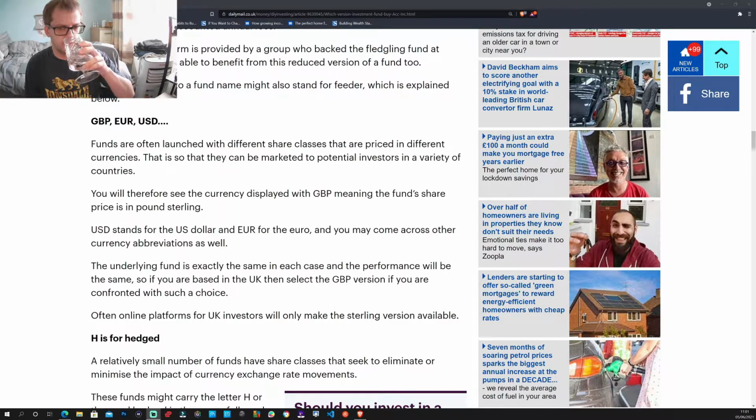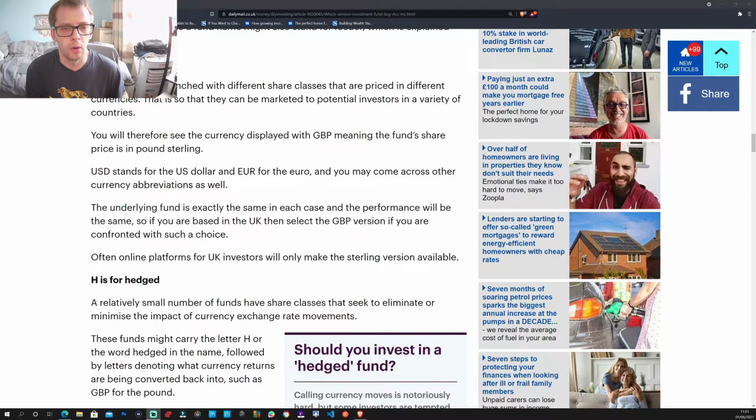You will therefore see currency displayed with GBP, meaning the fund share price is in pound sterling, or GBX, which is British pounds pence, and it's in pennies instead of pounds. So USD stands for the US dollar, and EUR stands for the Euro, sorry. And you may come across other currency abbreviations as well.